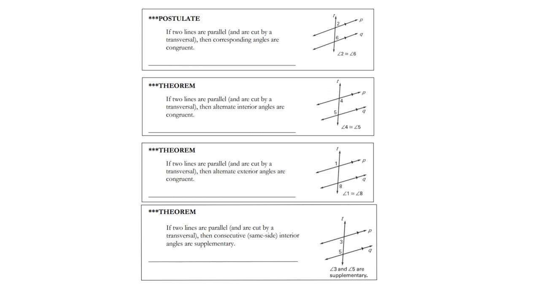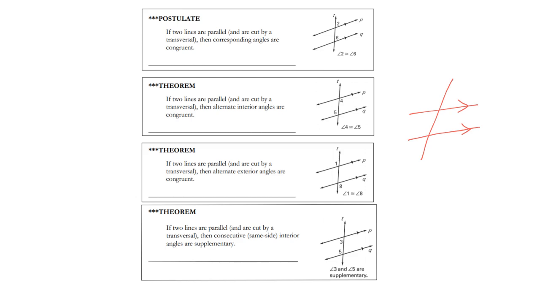So here is a set of 4 postulates and theorems that tell us about angle pairs when 2 lines are parallel. So these theorems work exactly when I just said, when 2 lines are parallel, there's that tick mark again, and cut by a transversal.